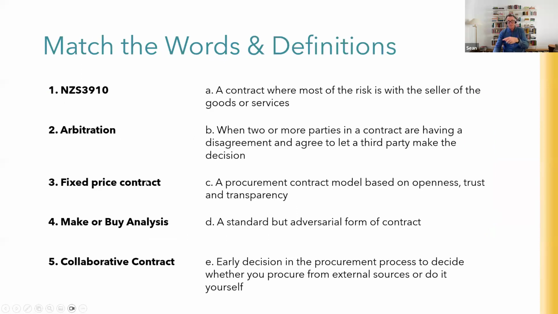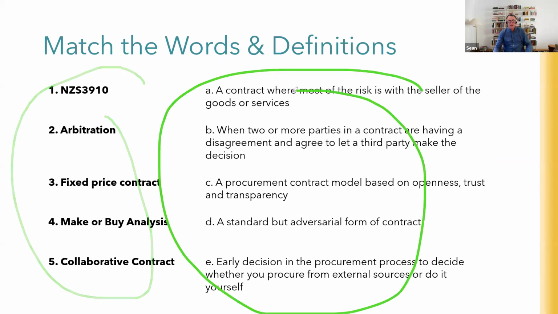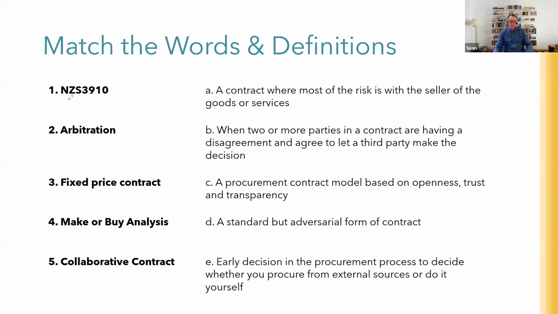So have you been paying attention? Here we are. We've got some words on the left-hand side, some definitions on the right-hand side. Let's see if you've been paying attention. This is quite specialized, but if you do recall the slide, NZS 3910 or the IEEE standard conditions for engagement of an engineer to the contract, or whatever it is, what's that? Is it A, B, C, D, or E? Hopefully you answered D. A standard, very standard, but adversarial form of contract. It's a very widely used form of contract internationally in its different forms. I also know companies that take it and make it more adversarial to favor them as well.